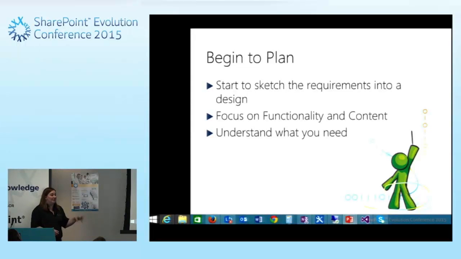The reason for that is I'm focusing at this stage on the functionality and the content, not on how it looks. I don't need it to look pretty yet. I need it to be functional. I need my users to be able to get into it and use it, because if I give them something that's hard for them to use, what are they going to do? They're going to put it on an external hard drive and stick it in their desk drawer, right?